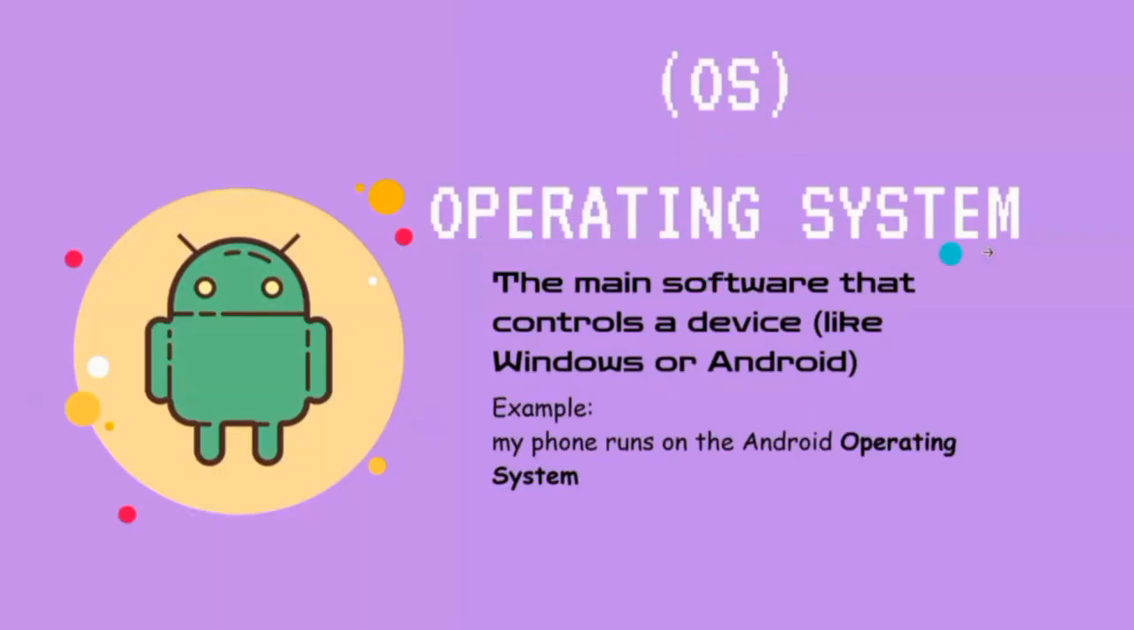OS, operating system: the main software that controls a device, like Windows or Android. Example: my phone runs on the Android operating system.